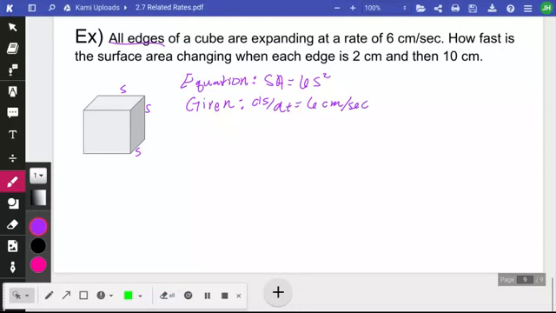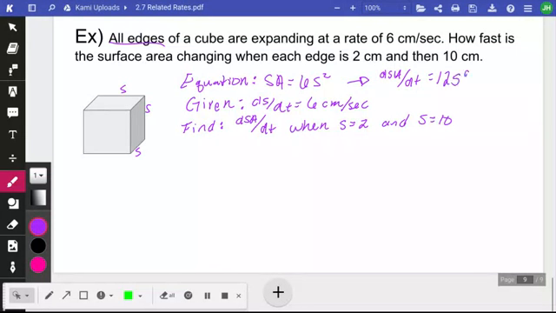And then we're asked to find, and this looks ugly, but it's dSA over dt, because you're doing surface area, and you can't just call it s, and you can't just call it a, when s equals 2 and s equals 10, so two different instances. So let's take our function here that we have, and let's go ahead and do its derivative. So dSA over dt would be the derivative of surface area, equal to 12s ds over dt.